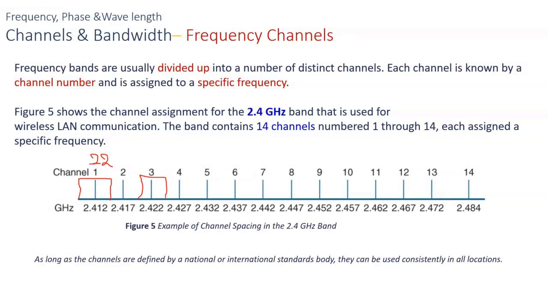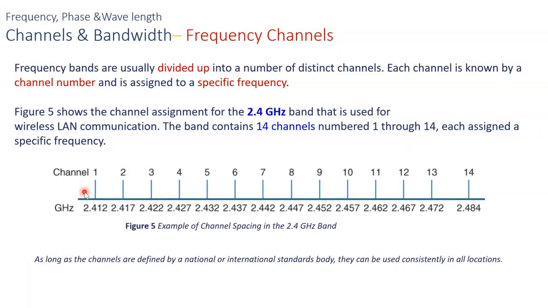Similarly for the other channels, channels 3, 4, 5, 6, up to 14, their width is 22 megahertz. And they are separated with a guard band equal to 5 megahertz. They are spaced 5 megahertz apart to avoid overlapping between channel 1 and channel 2. Each channel has its own frequency, and a user can use channel 1 or channel 2 or channel 6 or any channel from this.